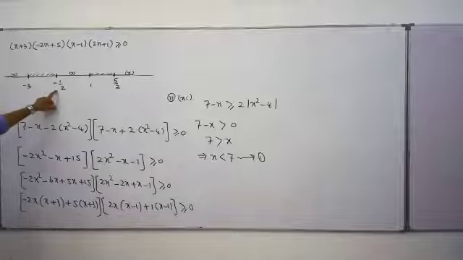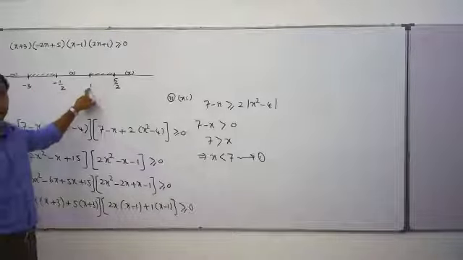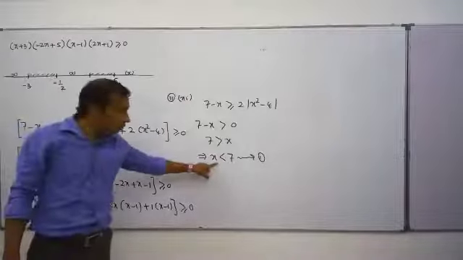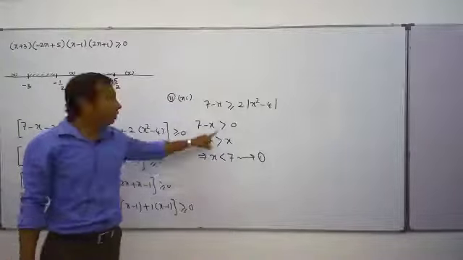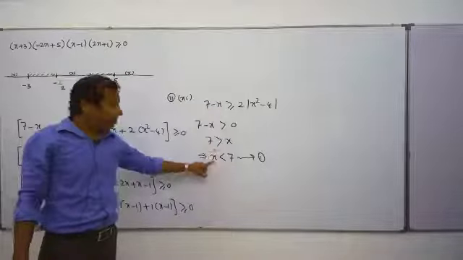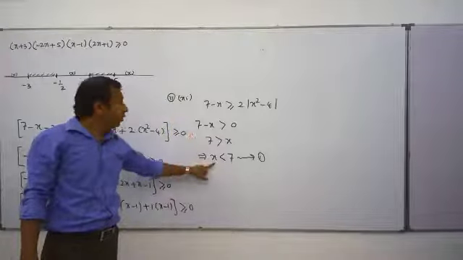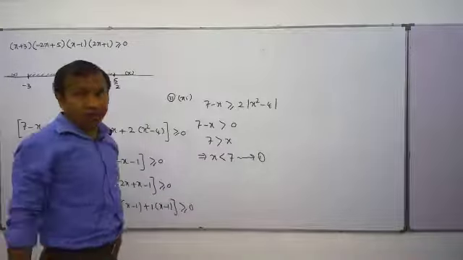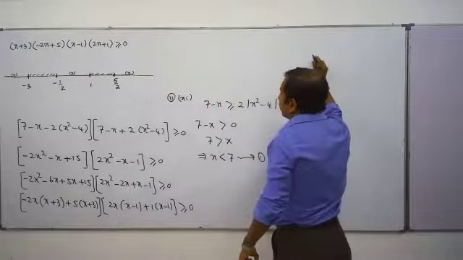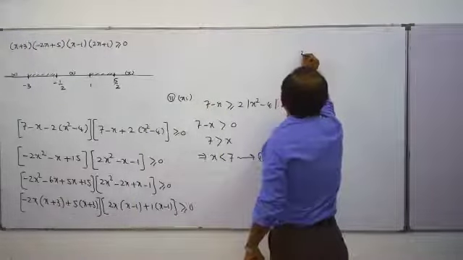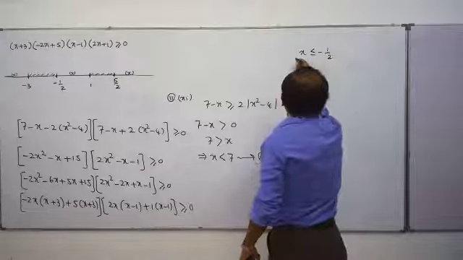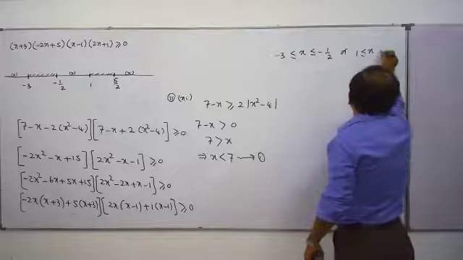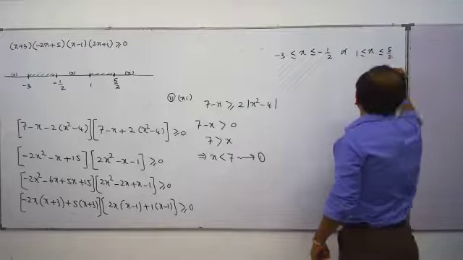Now we get two regions like this, between minus 3 and minus half, and between 1 and 5 by 2. But even though we get these regions, we have to check whether they lie in this interval, because this should anyway be true. Otherwise, the given question does not exist. Fortunately, both regions lie in the interval x less than 7. So the required solution is x less than or equal to minus half and greater than or equal to minus 3, or x greater than or equal to 1 and less than or equal to 5 by 2. This way we take the answer.